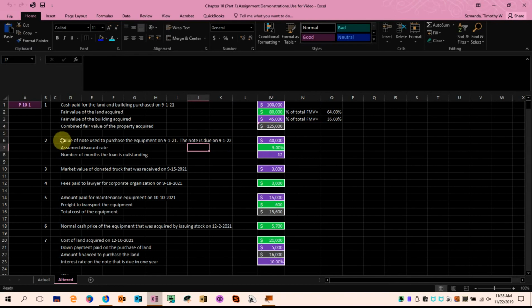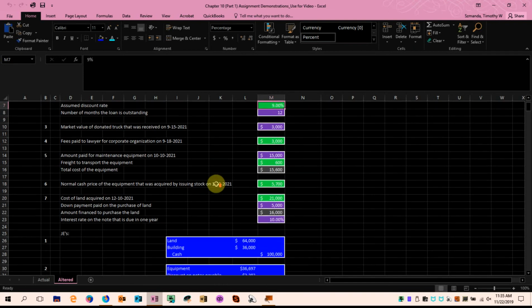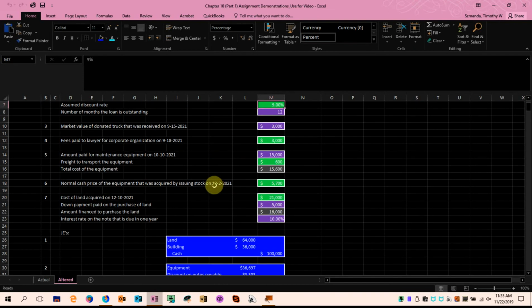Moving to the second transaction, we have a $40,000 non-interest-bearing note to purchase equipment. The $40,000 payment is due September 1st, 2022. And we're going to assume an 8% interest rate. So again, I got down the data, changed the discount or interest rate.